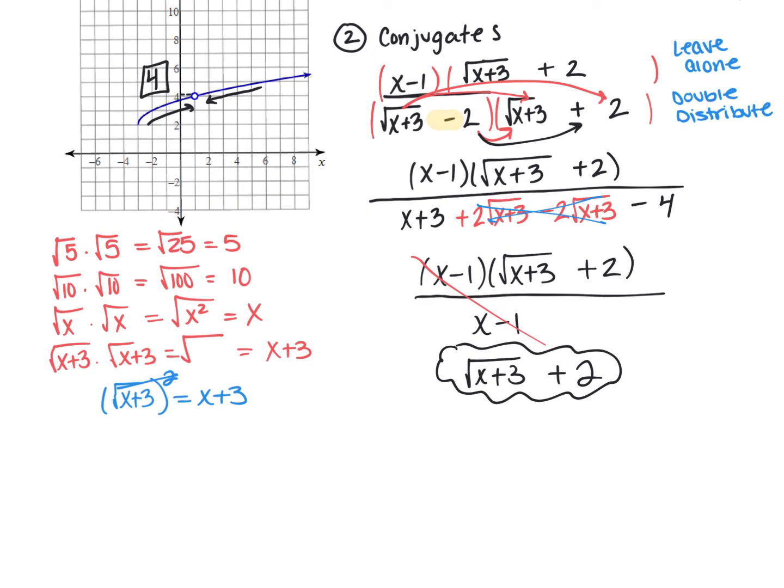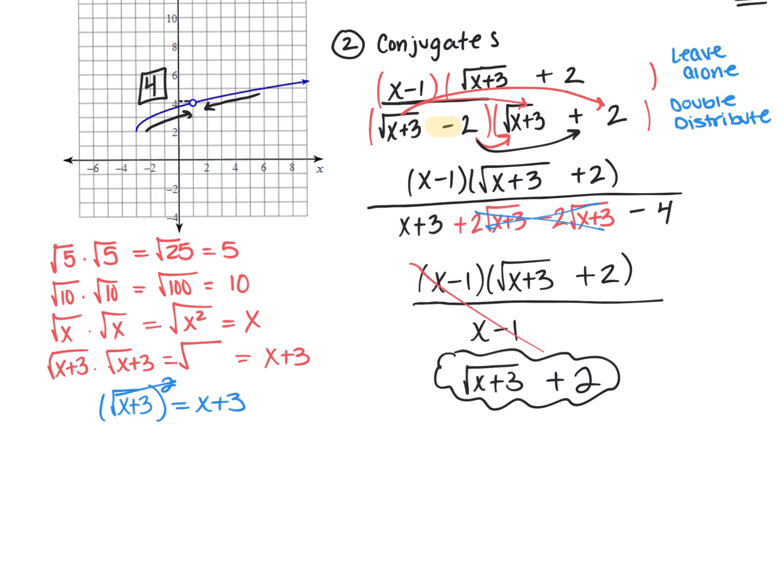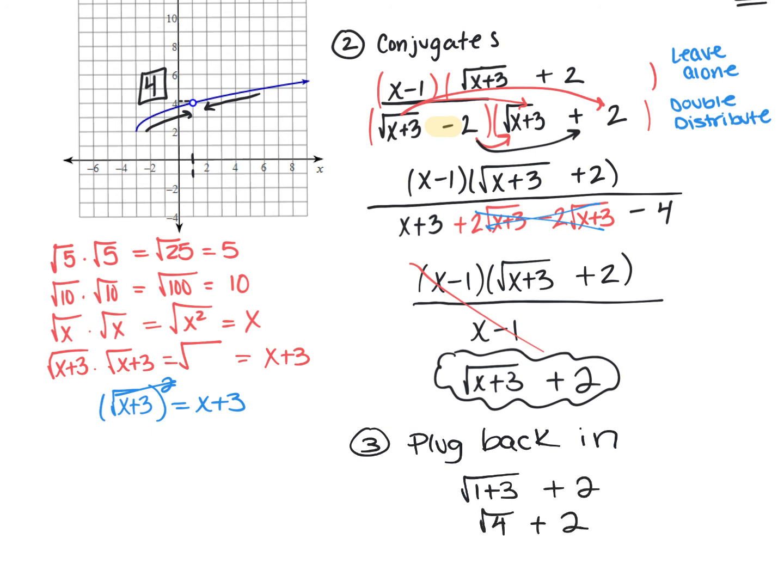So my step 3 is to plug back in. So we're going to plug in the x value of 1. So radical 1 plus 3 plus 2. 1 plus 3 is 4, and square root of 4 is 2. 2 plus 2 is in fact 4, which is the answer that we saw graphically.